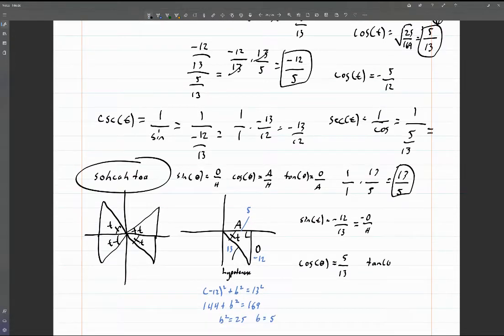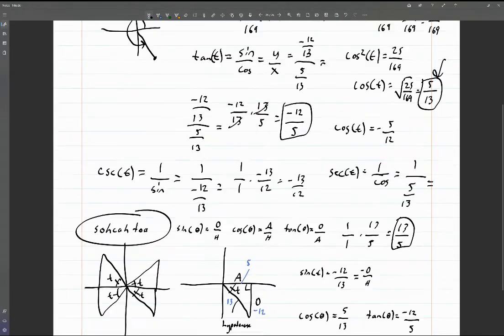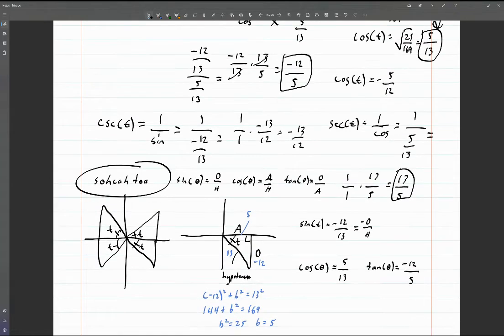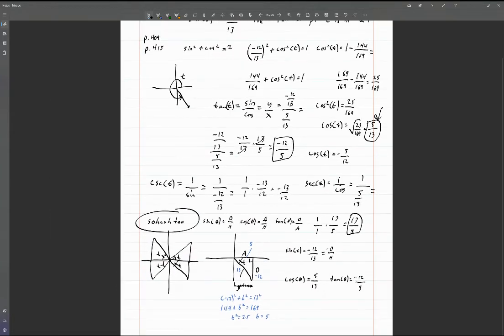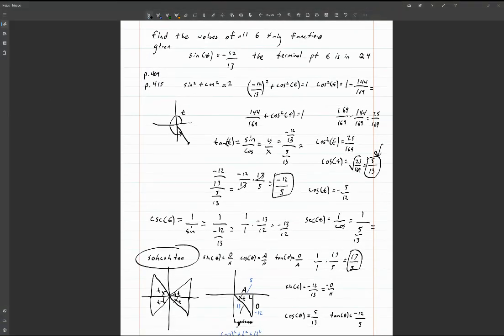Tangent of our angle here is opposite over adjacent. The opposite is negative 12. The adjacent is 5. What did we get when we did tangent? Negative 12 over 5. These match. Okay. Anyways, that wraps it up. Hopefully this was helpful. Let me know if you guys have any more questions.